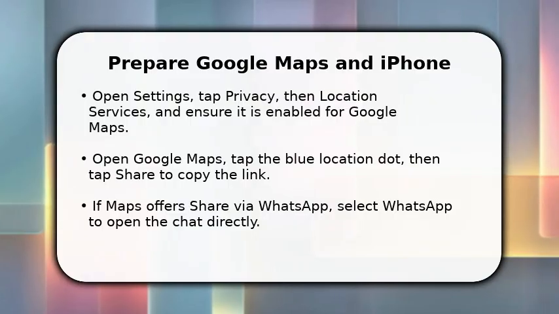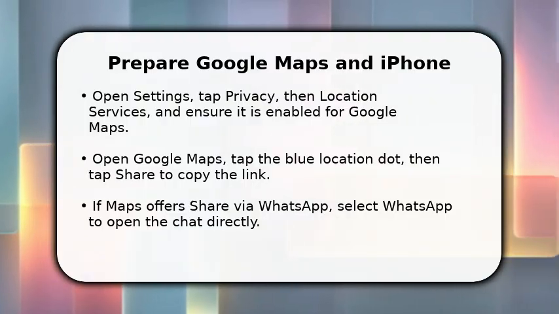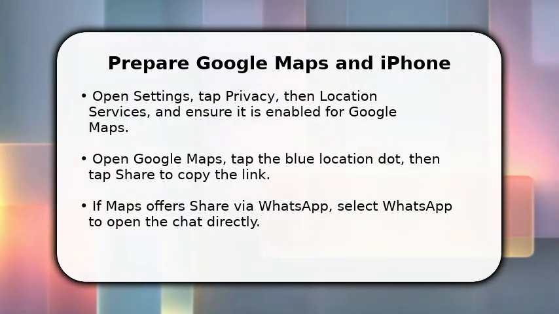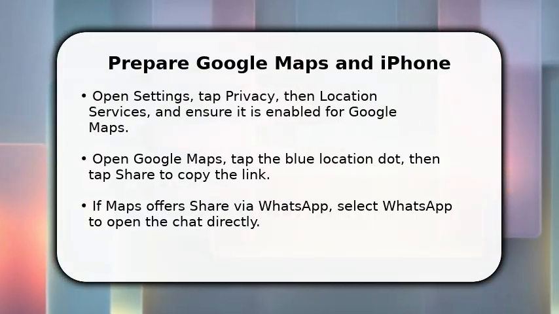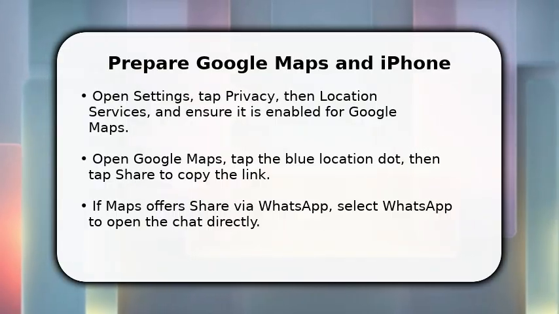Choose Share and look for Copy Link or Share via WhatsApp options. If you see Share via WhatsApp, tap it and the app will switch to WhatsApp. If not, choose Copy Link and continue to the next steps to paste into WhatsApp.